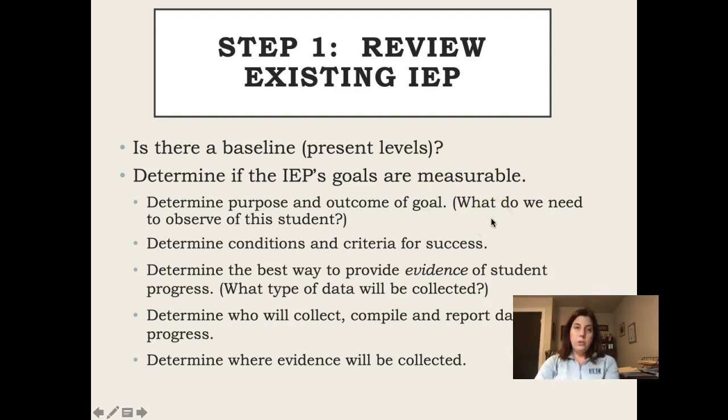So I wanted to give you some steps to take in order to do progress monitoring. Step one is to review the existing IEP. It's impossible to measure progress unless there's a baseline to start with. So that's again what we were talking about: the first step of developing an IEP is to make sure that you understand the present levels of the student. Because if you don't understand that, you're not going to be able to monitor progress against a baseline, because you have to have a starting point.